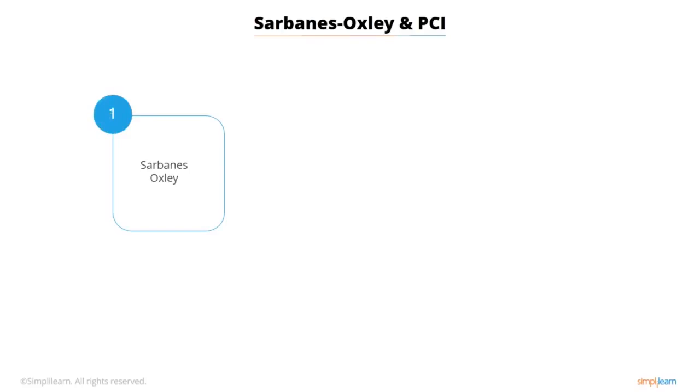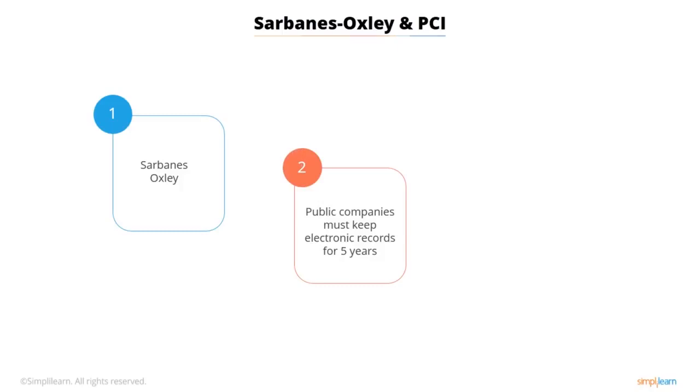Sarbanes-Oxley is strictly a United States issue. It does not affect other countries. It is all about publicly traded companies. So a privately held company does not have to adhere to Sarbanes-Oxley. Sarbanes-Oxley was a rather complex piece of legislation, and it was meant to address some financial fraud that had taken place in the early 2000s. Most important for IT is that publicly traded companies must keep electronic records for 5 years.